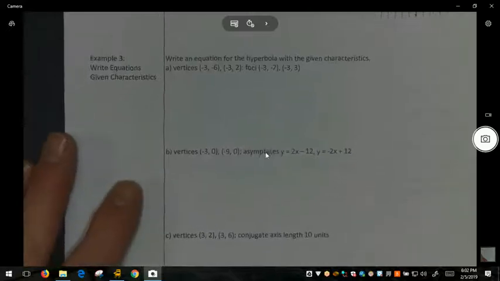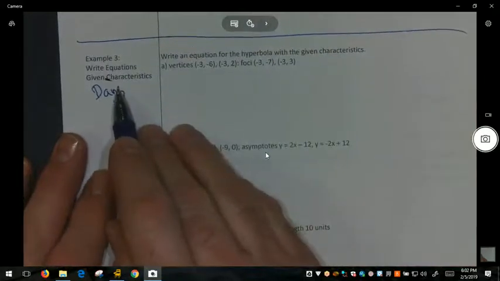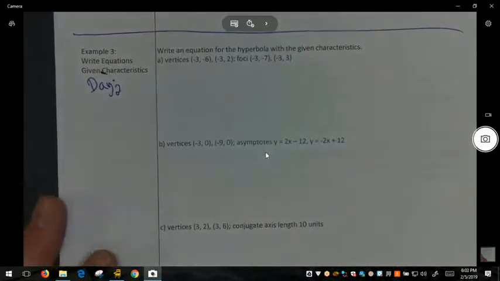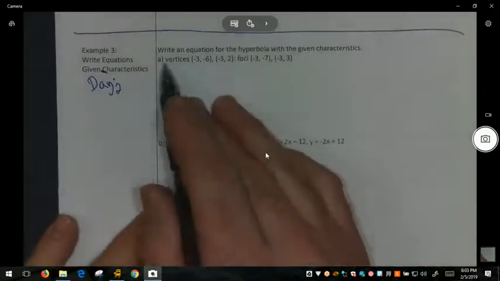Welcome to Lesson 7.3, Day 2. We are looking at writing the equations for a hyperbola given certain characteristics, as well as looking at calculating the eccentricity. Those are our learning targets for this video clip.